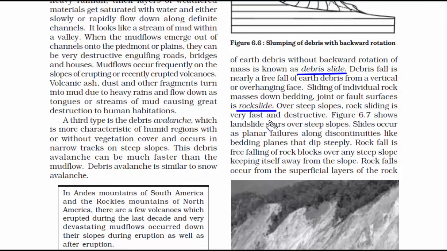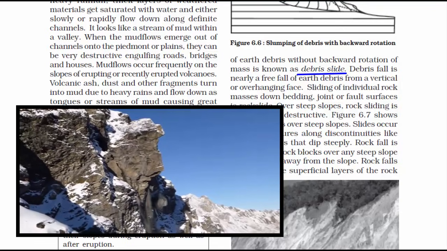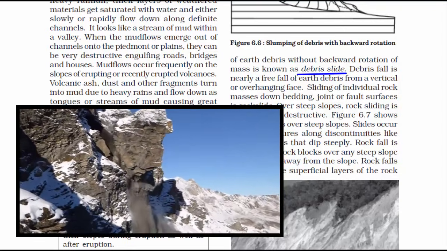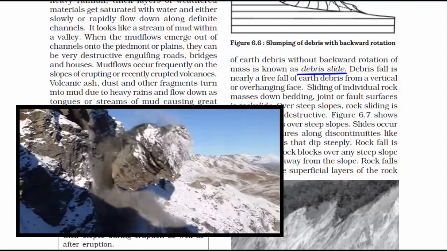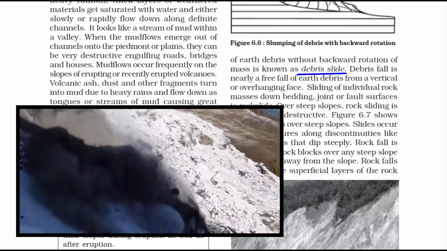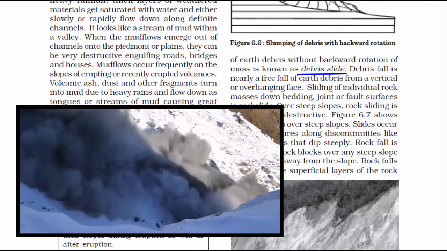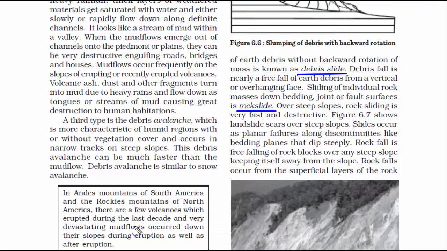The third one is rockslide. By the name you can figure out that a single large piece of rock gets detached and slides downwards, which is very fast and destructive. Have a look at this clip in which you can see a rockslide in Switzerland. So these were different types of landslides, and this constituted the third part of mass movements of earth materials.